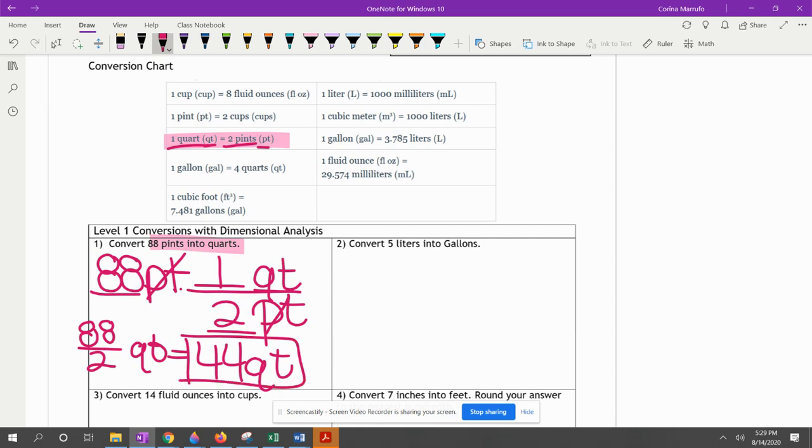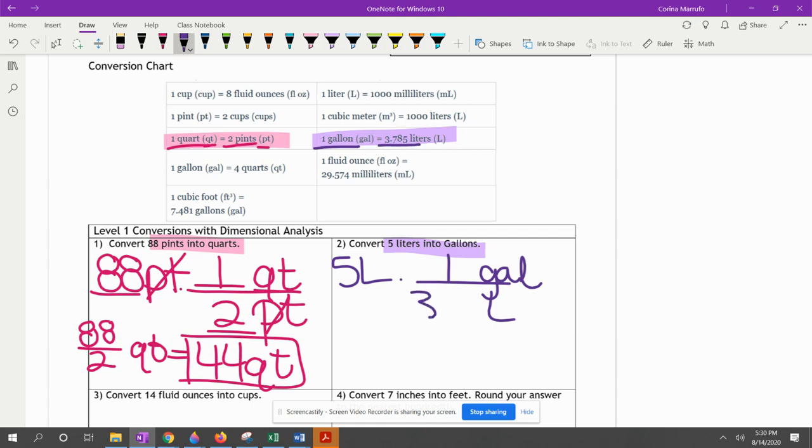It says convert 5 liters into gallons. So we are looking for liters and gallons. So let's see, it tells us here 1 gallon is 3.785 liters. So I'm going to go ahead and write 5, and then the abbreviation for liters is a capital L. And so we are trying to cancel out the liters. So liters are going to go on the bottom, and the gallons are going to be on the top. So if we look at our conversion chart, it says 1 gallon. So the 1 goes on top, and then 3.785 liters.